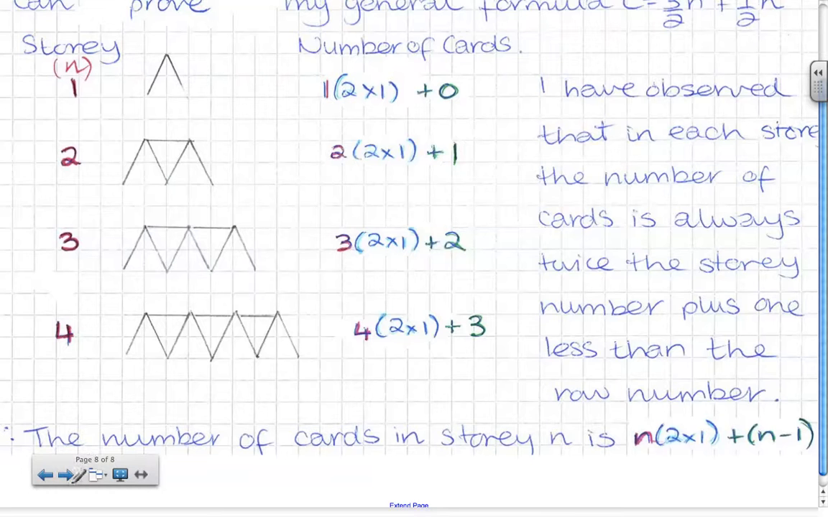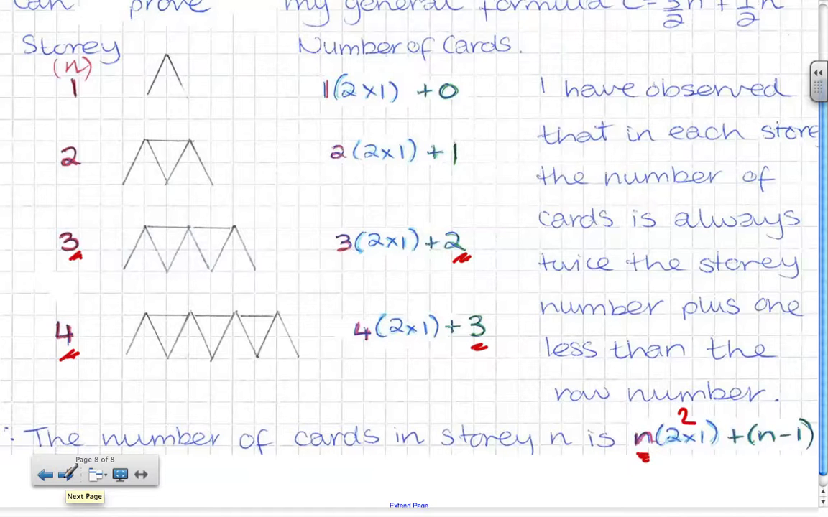So on this level, I noticed a pattern that it's always the story number, that is the red number, times 2 lots of 1, or just the 2 times 1 cards. And then what I add on is always 1 less than the story number. Okay, there it was story number 4, but I added 3. There it was story number 3, but I added 2, and so on. So I said, okay, on the bottom row of this house of cards, I would have n lots of 2 plus n minus 1.